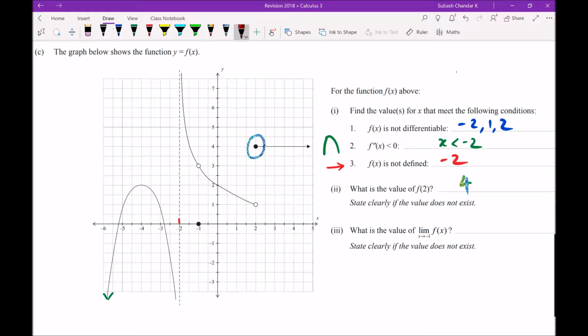Then last one for this. Limit of x tends to -1. What'd you guys put? 3. 3. Good. Well done.